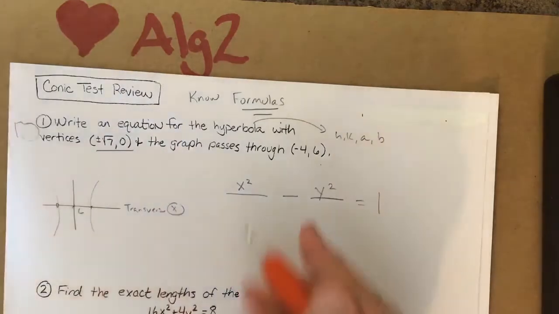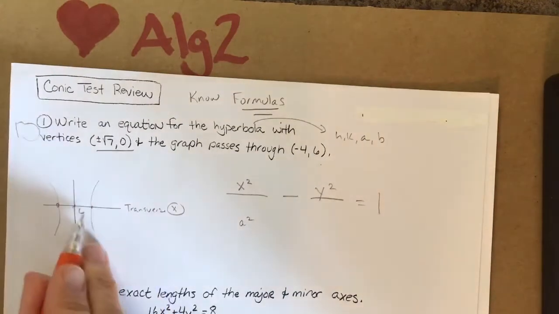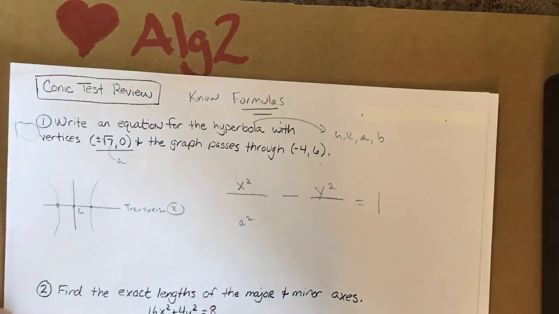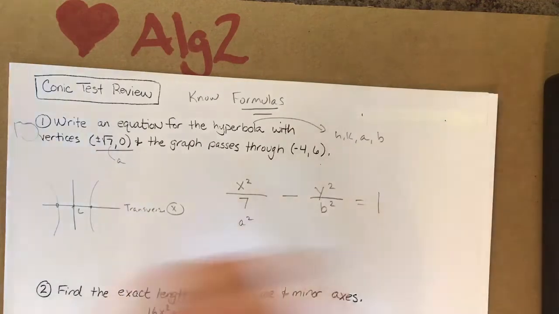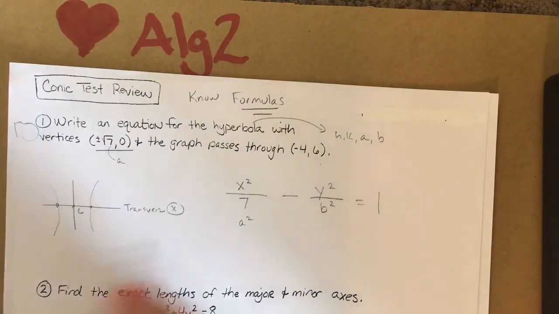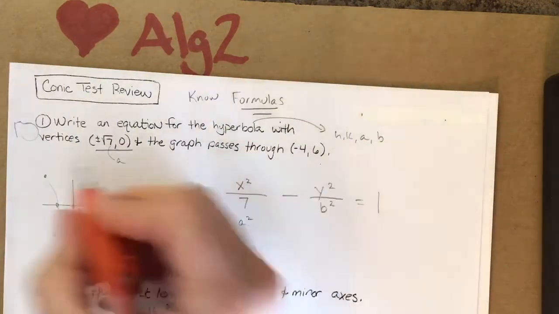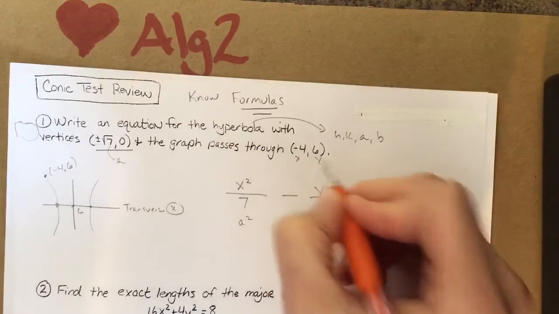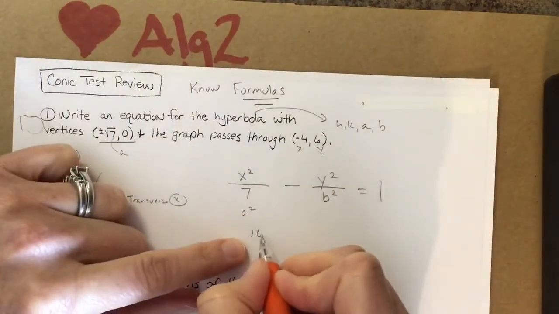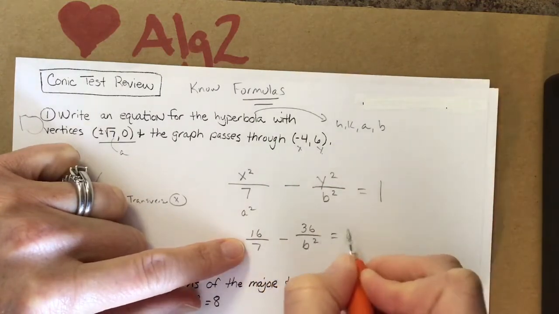Well, transverse, I want a squared under there. What's a squared? Well, this distance is a. Square root of 7 squared is 7. What's b squared? I do not know. But I have a point, (-4, 6). What am I going to do with that? Plug it in, x and y. So -4 squared, that's 16 over 7, minus 6 squared, 36 over b squared equals 1.